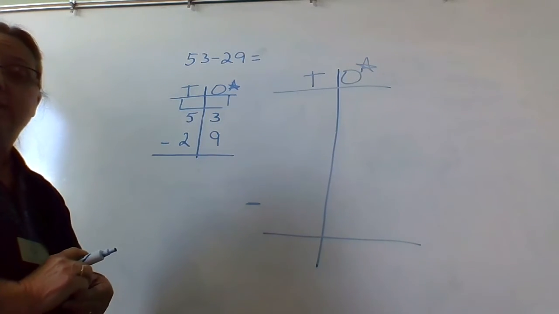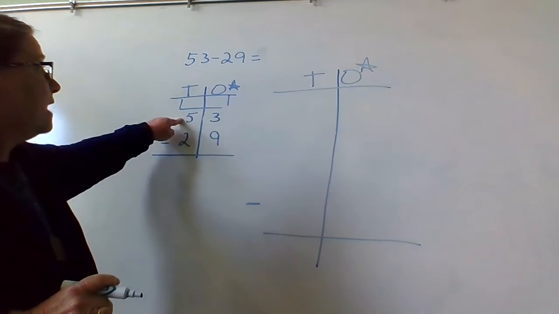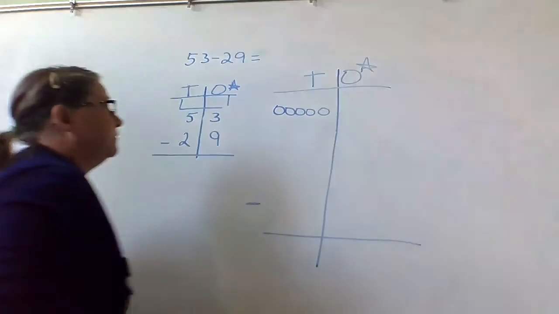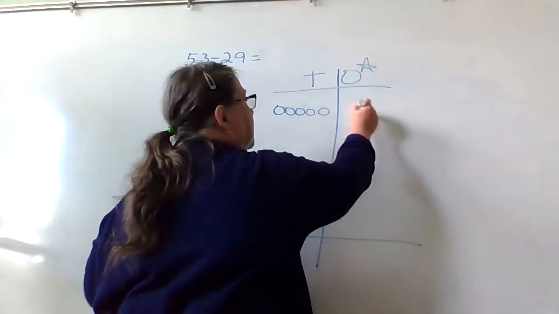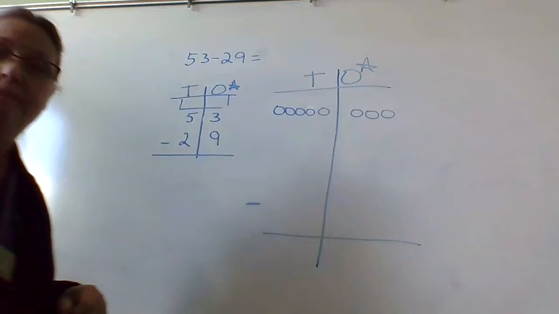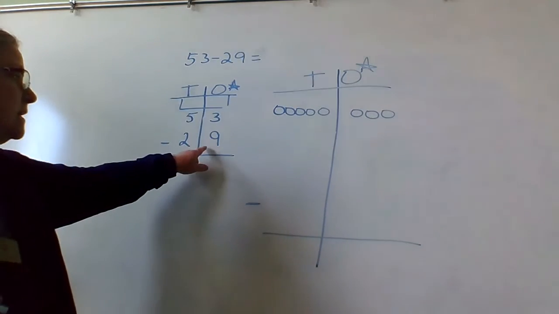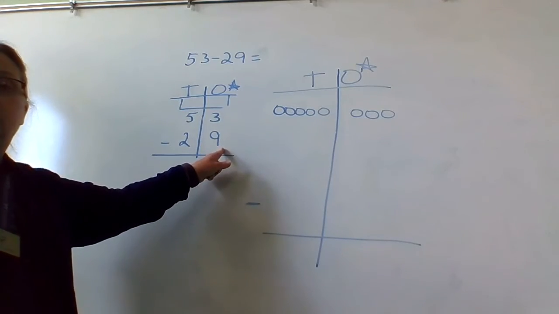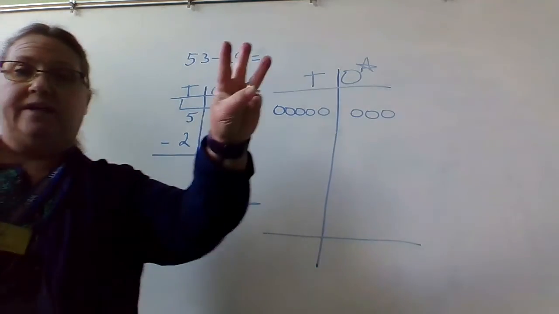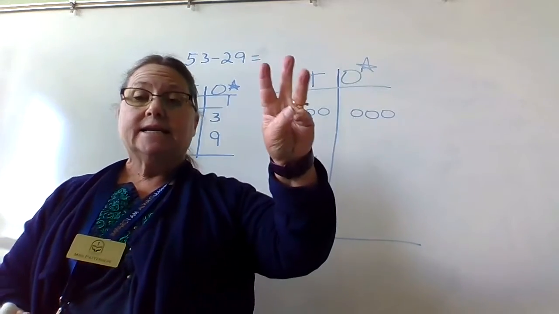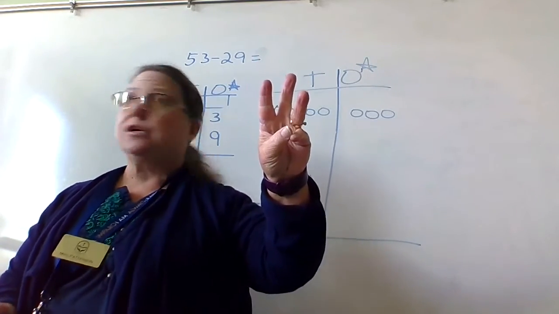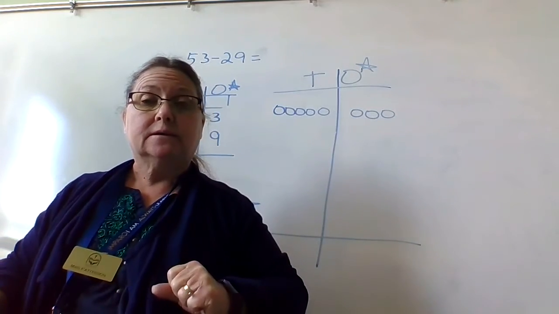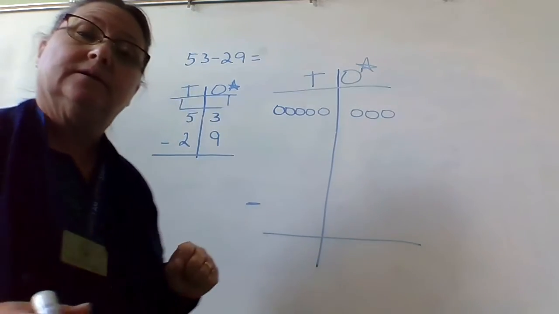I'm ready to put my disc over. I have 5 10s. 1, 2, 3, 4, 5. I have 3 1s. 1, 2, 3. I am going to take 9 away. There's my 1s, 9. There's my star, 9 1s. Uh-oh, I only have 3. Can I take 9 from 3? I sure can't, but I know how to get some more 1s because I need some more 1s.